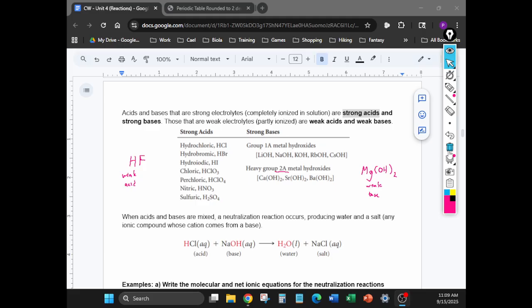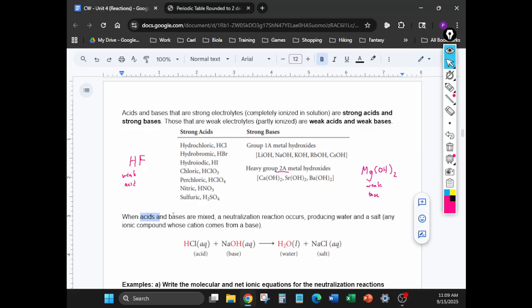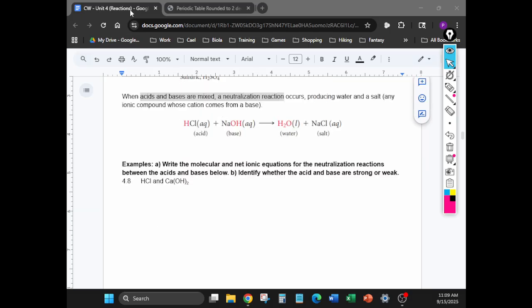Okay, so the special thing about acids and bases is that when they mix, something called a neutralization reaction happens. Acids and bases are basically chemical opposites of one another. So when they react together, they basically cancel each other out.